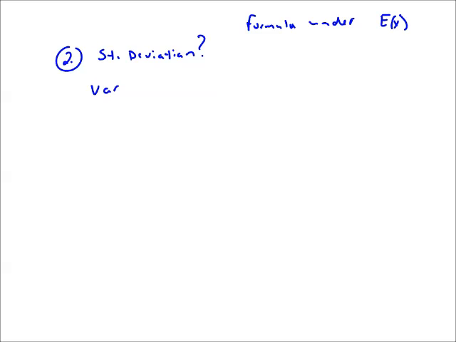Number 2. What is the standard deviation? Well, this formula is under the expected formula in your formula sheet. And it says this: Var x equals standard deviation squared equals the summation of x sub i minus mu x, squared, times p sub i.